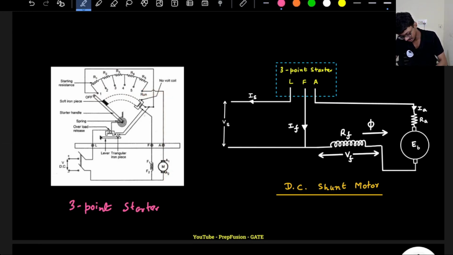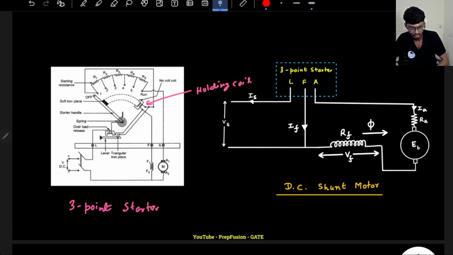So first of all, this coil is known as the holding coil. Why is this called a holding coil? Initially, if everything is turned off, this particular pointer will be in the off position. If I want to turn it on, I will connect the supply and, against this spring, connect this pointer to the point 1.